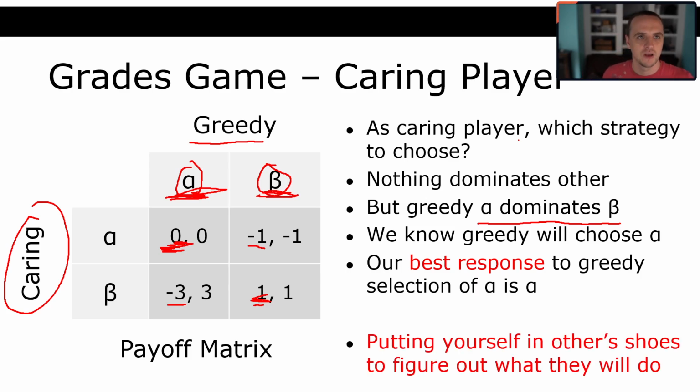And so what we have to do sometimes in life is put yourself in the other person's shoes to figure out first what they're going to do. So if the other person has a dominated strategy, you know they're not going to pick the dominated strategy. They're going to pick the other thing, right? So all you need to do is look at what you're going to do if they pick that other thing. So put yourself in the other person's shoes to try and figure out what they'll do.